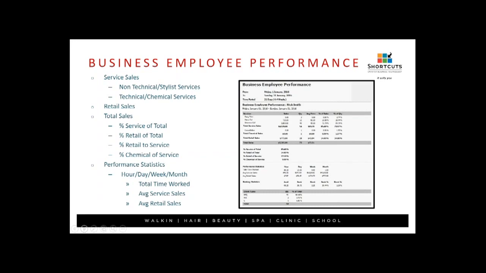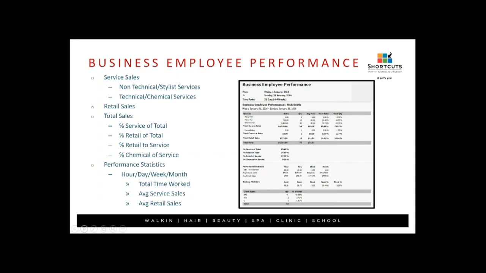And then so it's breaking down in both of those areas. It will then show me my retail sales, and then it will show me my total sales of all those areas overall. It will then give me a breakdown further down of the percentage service of total. So it's looking at the total sales and it's telling me what percentage of that total sales was made up of services, what percentage of that total sales was made up of retail.